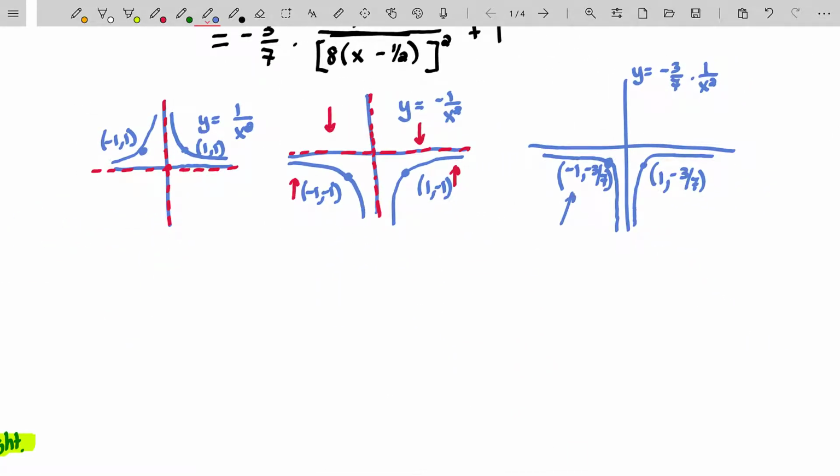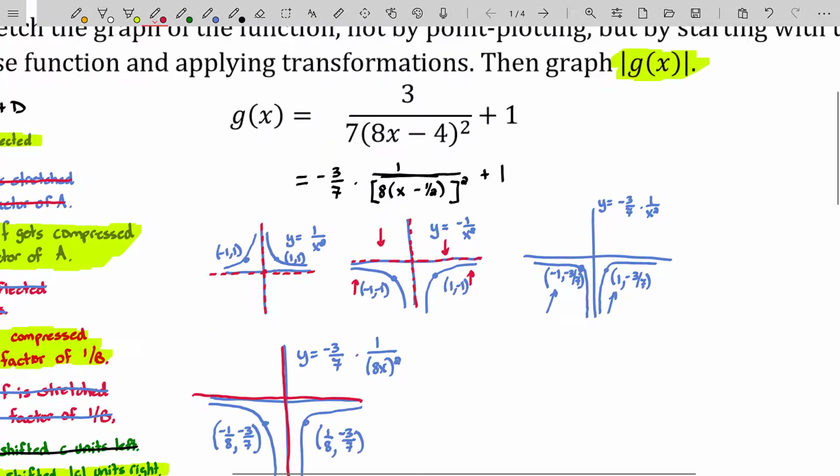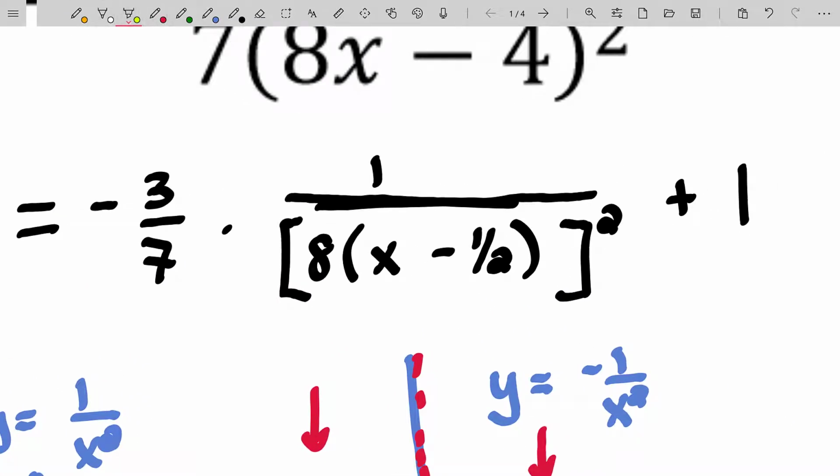Look at these x values right here. They're going to become 1/8 of what they originally were. And just for completeness, I'll quickly sketch in my asymptotes, because now I'm going to use them. The next step, again, reading from left to right here, I've already read the negative, the coefficient, and the coefficient of x as well. Let's go ahead and take care of this -1/2.